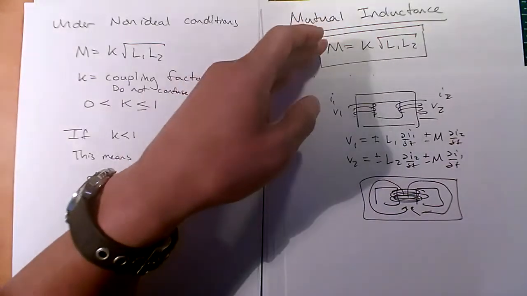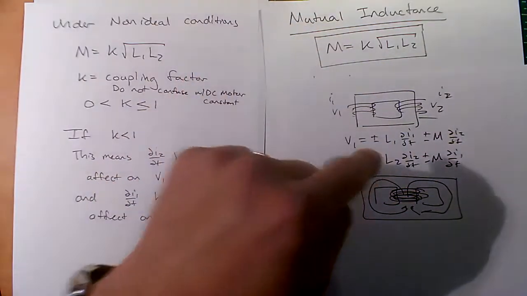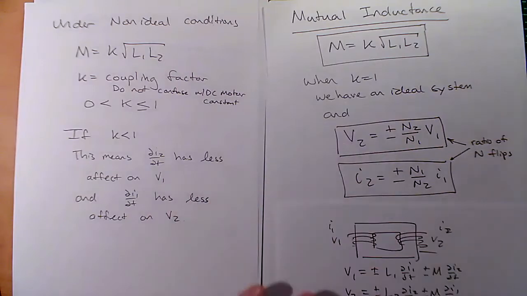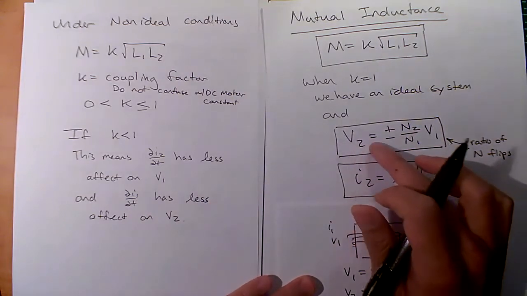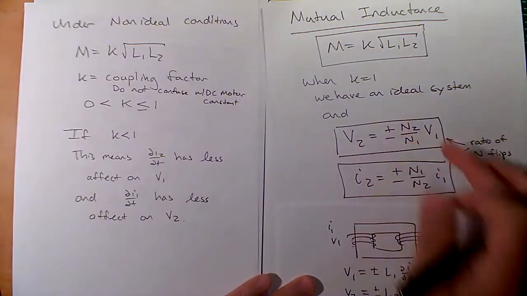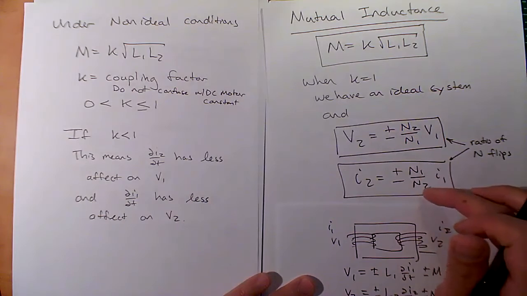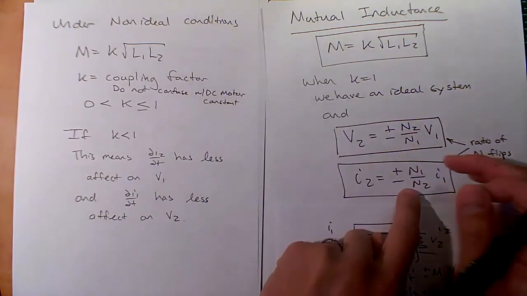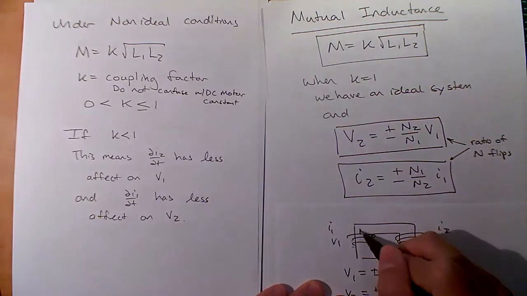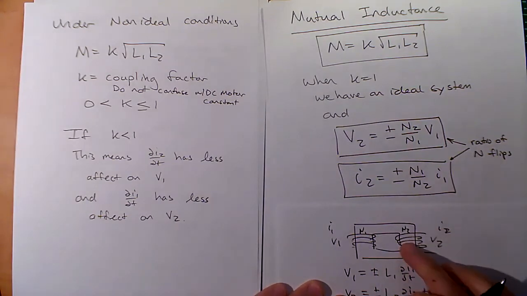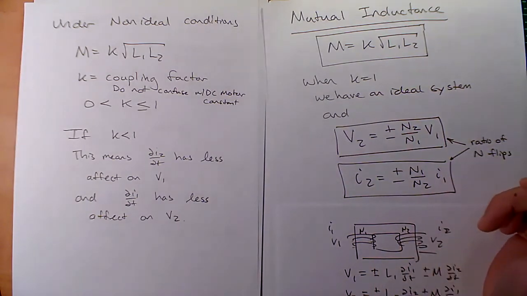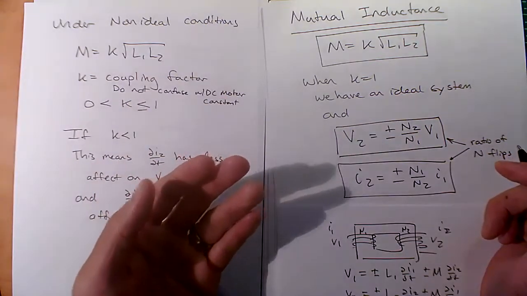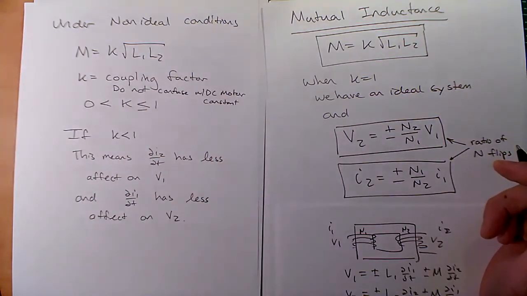Now, if the coupling factor is one though, then we have that nice relationship, and we also have these nice relationships, okay? And this is V2 equals plus or minus N2 over N1 V1, and I2 equals plus or minus N1 over N2 I1. Okay, and notice the ratio flips, right? And what is N1? N1 is the number of turns of the first coil, N2 is the number of turns of the second coil. What else do we note? We got the plus or minus, that's going to be from the dot convention. We'll see how that works later.